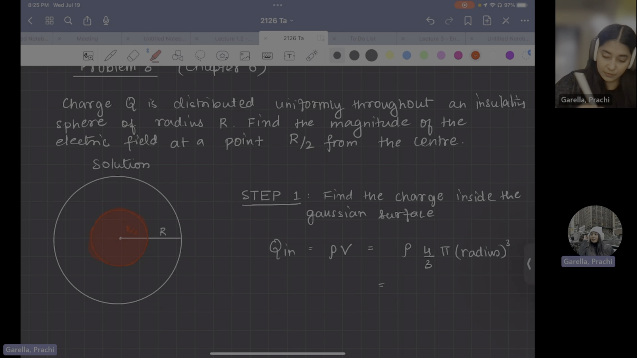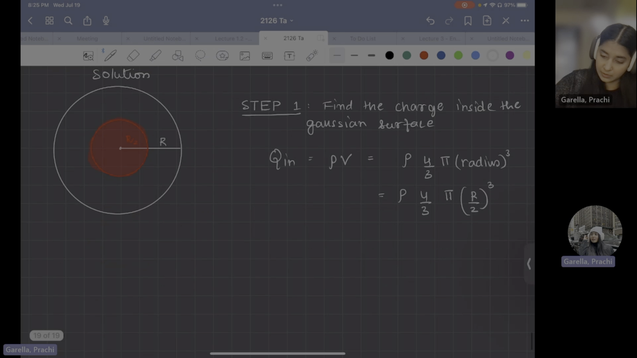So the radius of this Gaussian sphere is r/2, right? So the volume is 4/3 pi (r/2) cubed, and we get rho pi r³/6. Okay, so that's step number 2.